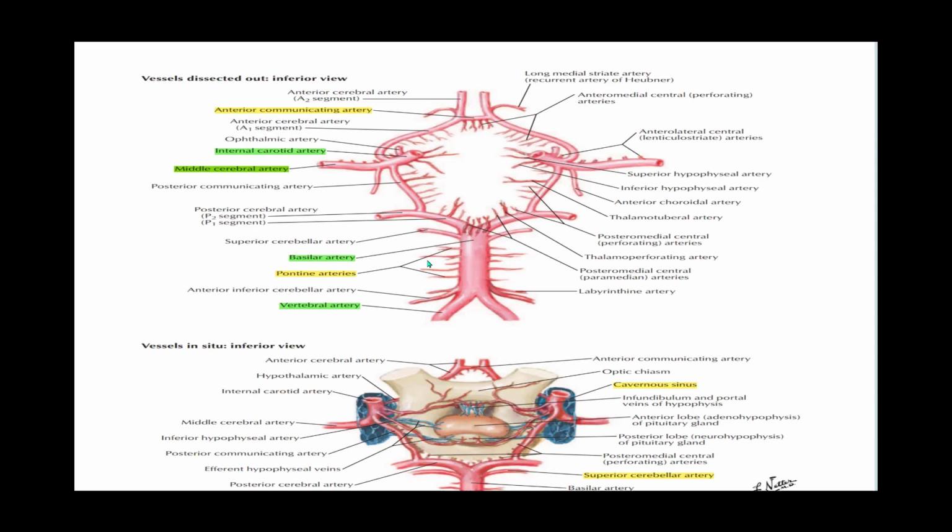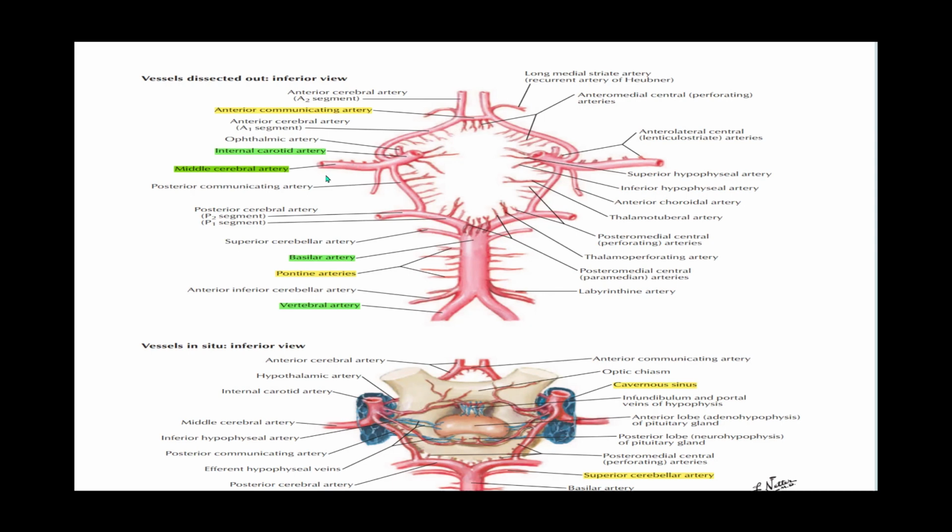We can see the pontine arteries that supply the pons. That's the anterior inferior cerebellar artery, AICA. And somewhere there, we have our PICA, the posterior inferior cerebellar arteries. So we've got the internal carotid, we've got the middle cerebral artery, which is a terminal branch of the internal carotid, and we've got our anterior cerebral artery.